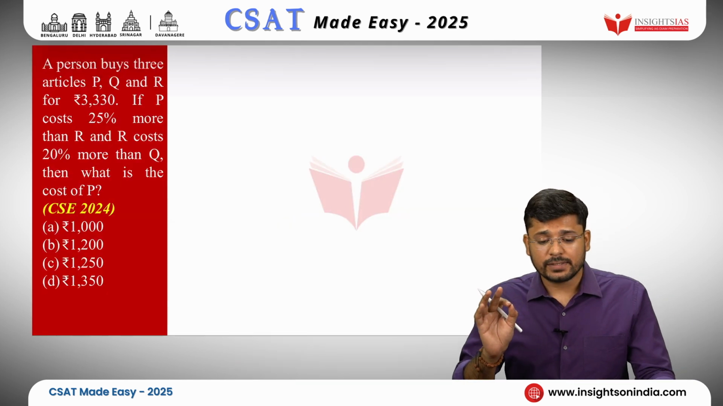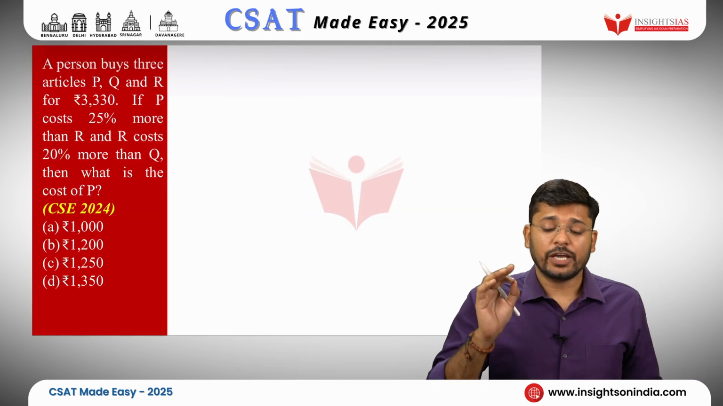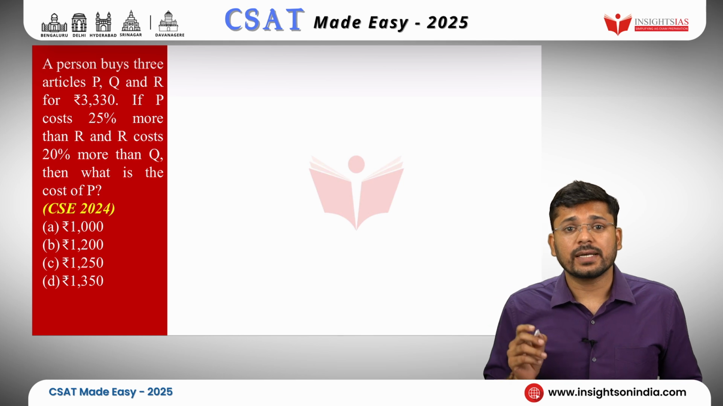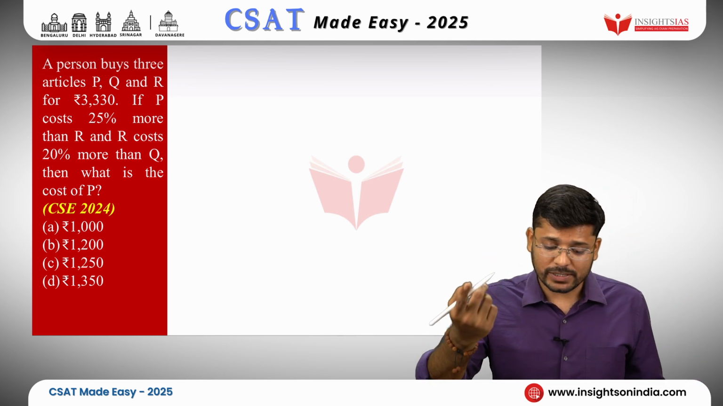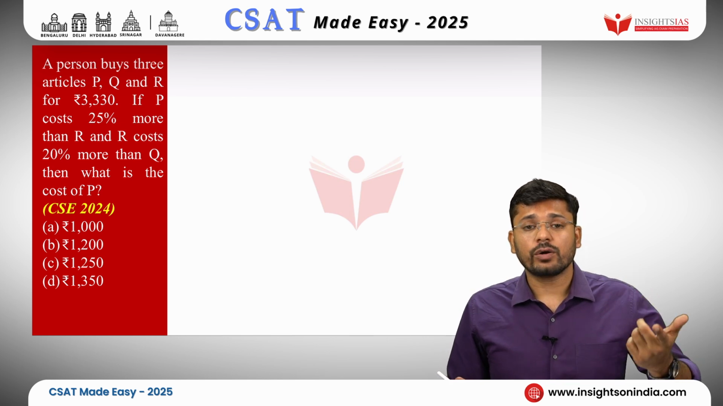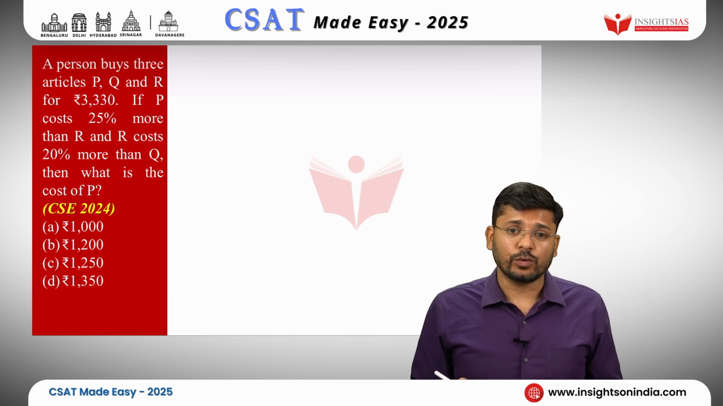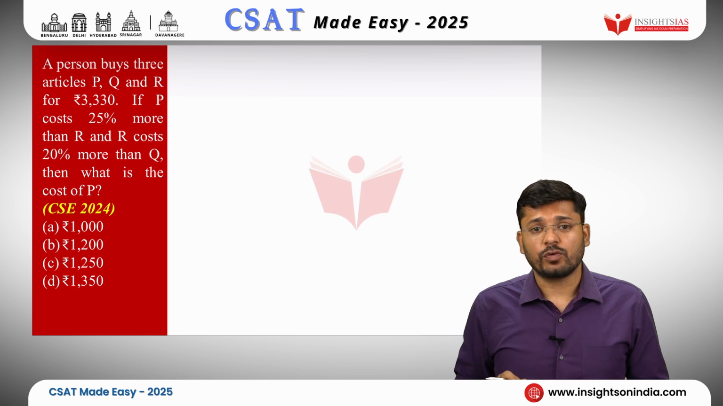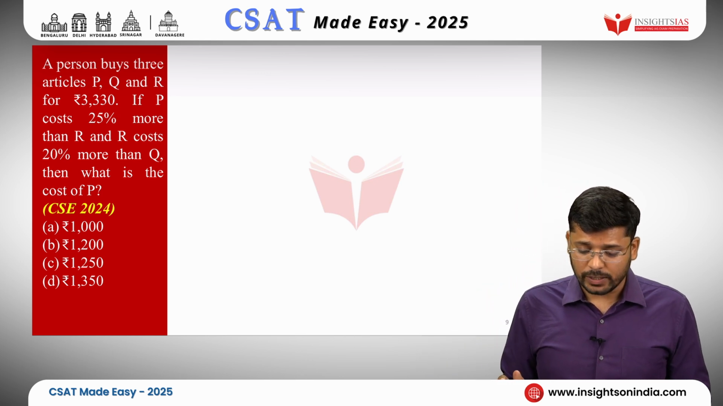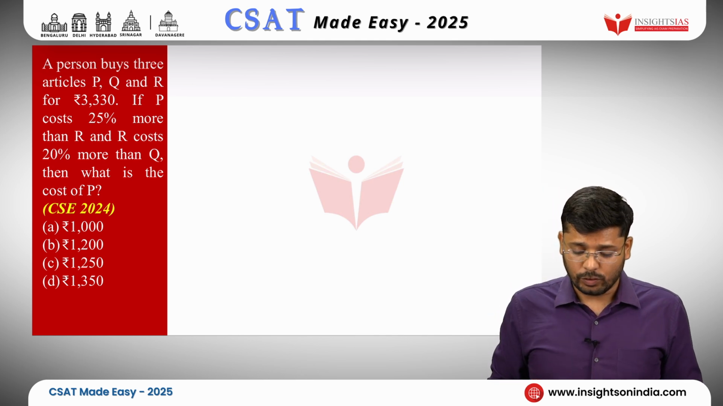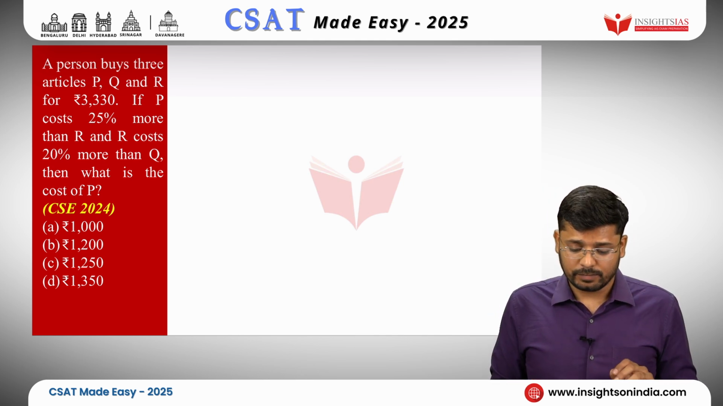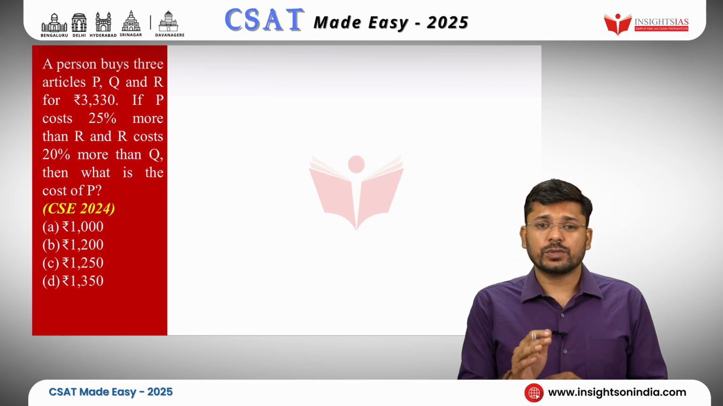A person buys 3 articles P, Q and R for rupees 3330. If P costs 25% more than R and R costs 20% more than Q, then what is the cost of P? Okay, this is a question based on a similar concept, that is percentage change. Now we will solve this using the same method.